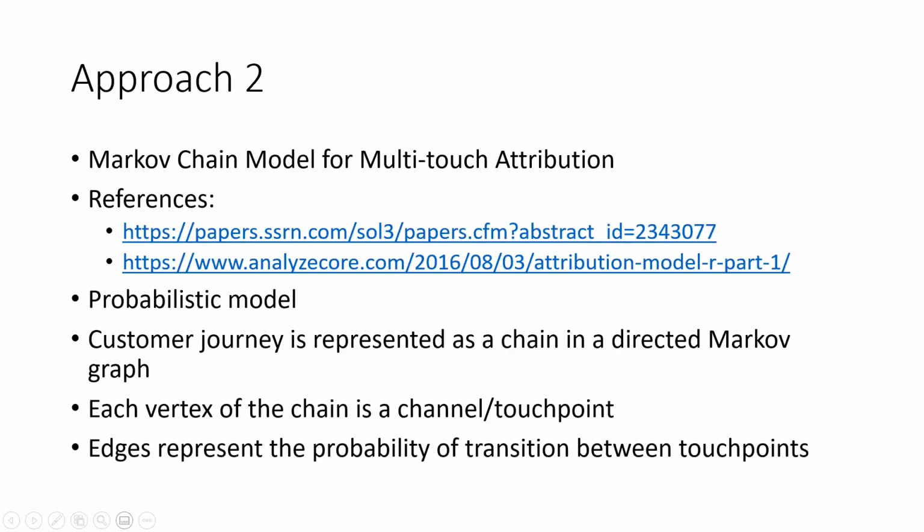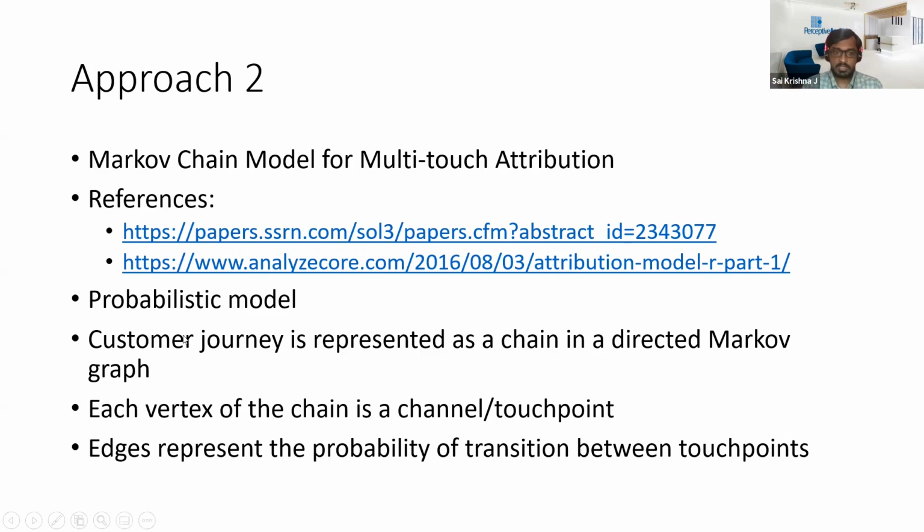So the next approach is the Markov chain model for multi-touch attribution. Again, I have listed the references here. This is a probabilistic model. Markov chains, as some of you might be familiar, are a mathematical model which predicts the probability of transitioning from one state to another. Imagine that I'm at point A right now, and what is the probability that I move to point B during the next instant of time? That is what we call the probabilistic model of the Markov chain.